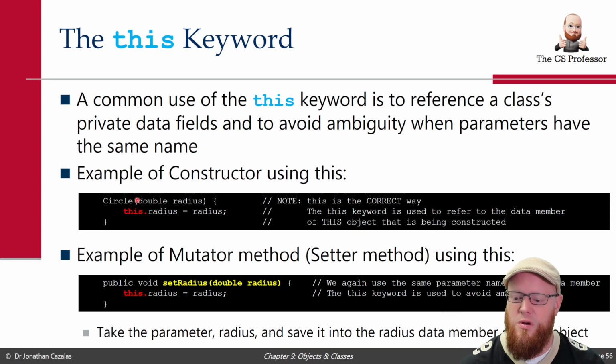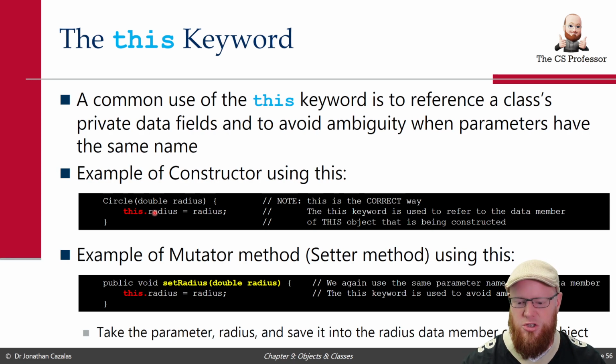But by typing the word this, what we're saying is, yo, Java, take the parameter radius and save it into the radius data member of this object. Which object? Well, we're in a constructor, right? This is a constructor. We're constructing an object. So take the parameter radius and save it into the radius of this object that we are currently constructing.